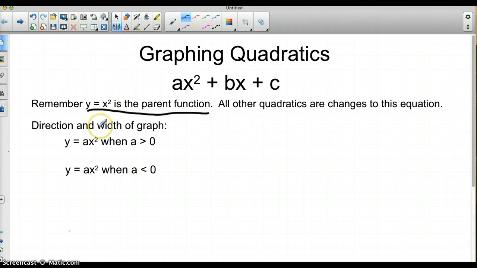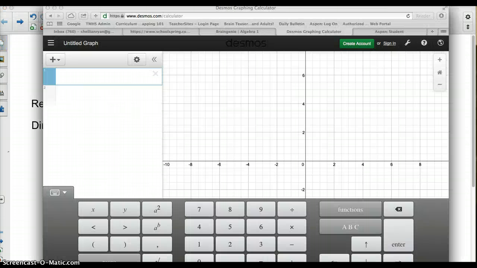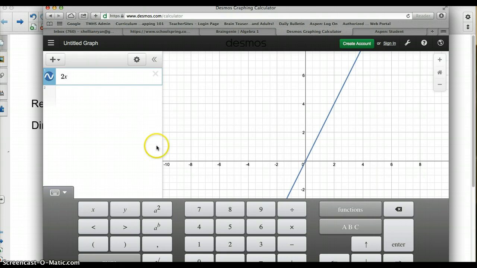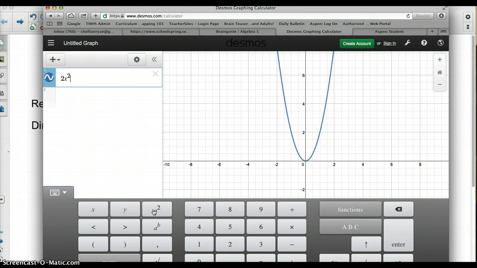So if you have y equals ax squared, we said that when a is greater than 0, you could end up having a certain type of graph. So we're going to look at what happens here when you have a is greater than 0, so that means y equals something like 2x squared. You end up having a graph that opens up. If you have 6x squared, again, your graph is opening up.